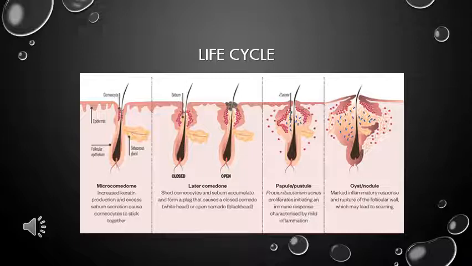There are cells that line the pore and are always peeling, and they mix with sebum and flow out of the pore onto the skin. But when this does not happen, and if the sebaceous gland is producing too much oil, the dead skin cells and sebum block the pore opening, forming a plug.